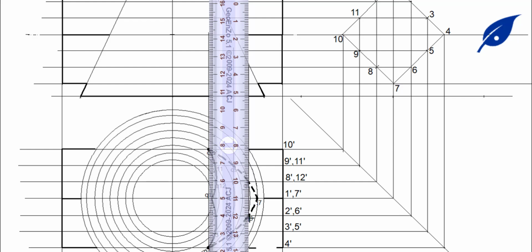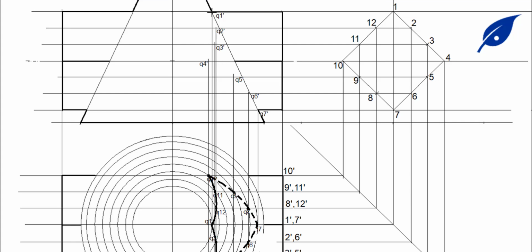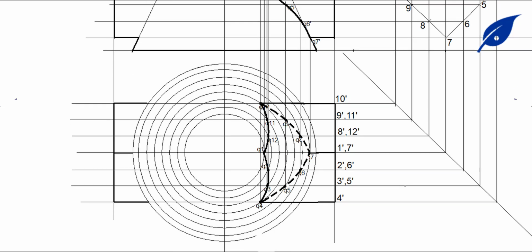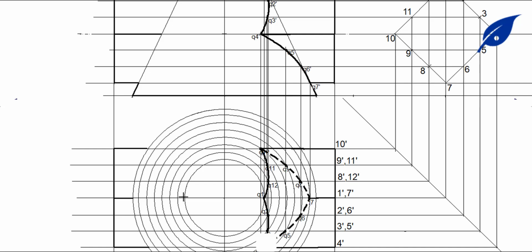So from here, we project the lines upward to where they meet. So at each of the points where they meet, we have this way. Where they meet, we'll have the points Q1, Q2 up to Q7 dash. So where they meet, we'll also connect them using the required instrument of French curve. Then we'll have the curve of intersection on the front view, or the front elevation.